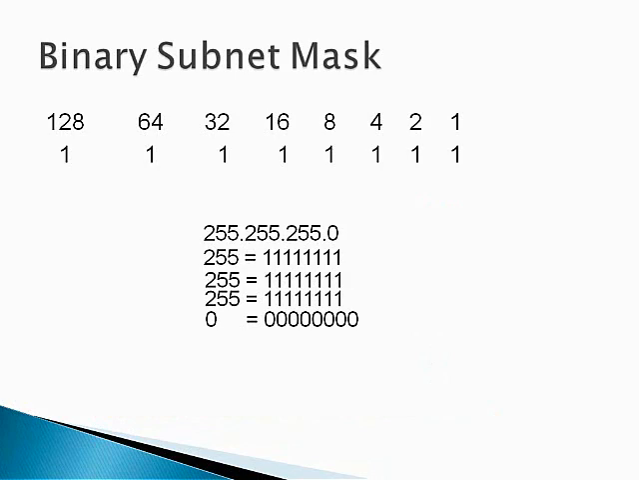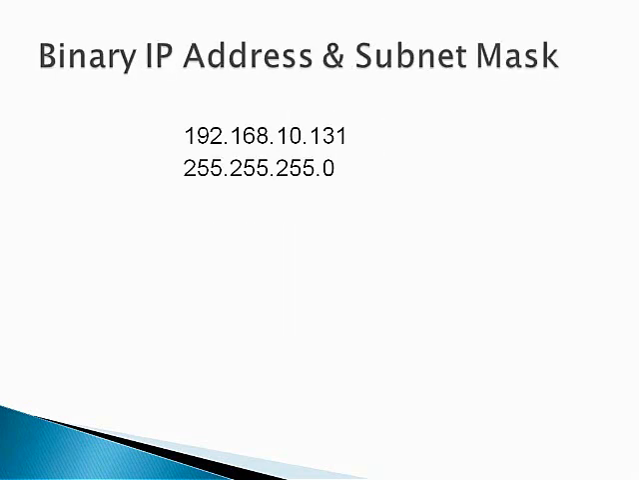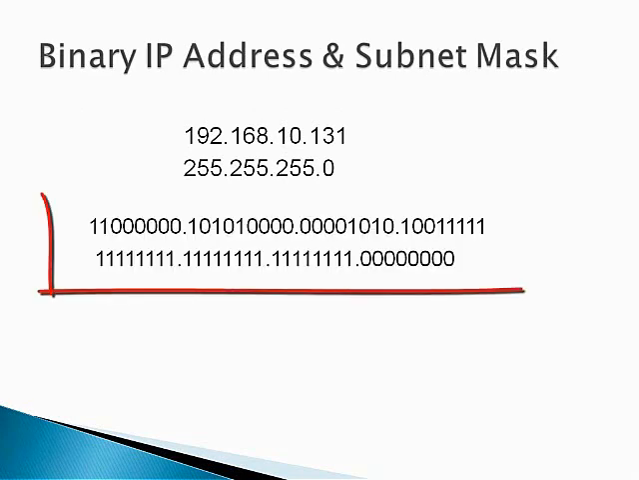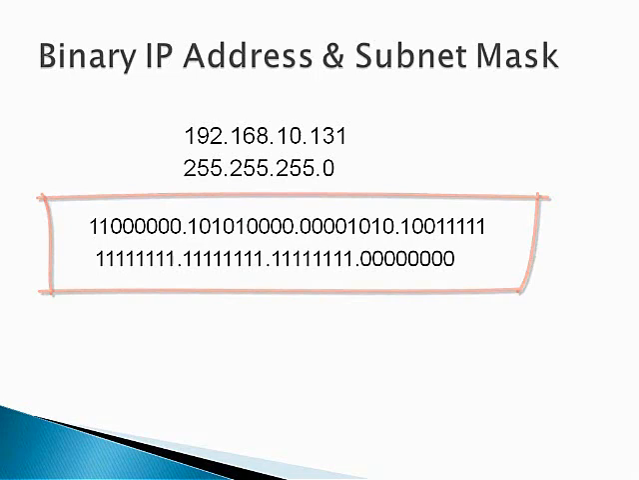The binary subnet mask. Let's say our subnet mask is 255.255.255.0. Well, 255 equals all ones, all ones, all ones, and a 0 is all zeros. That's what it looks like as the binary bit stream that the computer reads. The binary address and subnet mask together, we look at it as 192.168.10.131 and 255.255.255.0, its subnet mask. The computer would read it in this fashion right here.